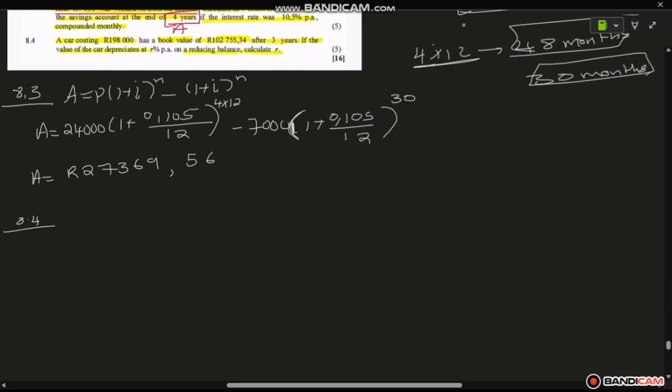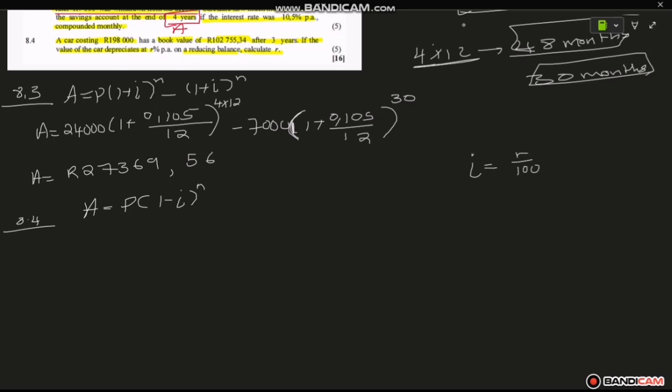I want us to calculate R. Then they told us about the reducing balance method, to the power n, right? You know that interest rate equals R over 100. That's what we are doing when we substitute. So where there's interest rate, you can put R over 100. It's up to you. It's one and the same thing, even when you multiply at the end, as we've been doing.